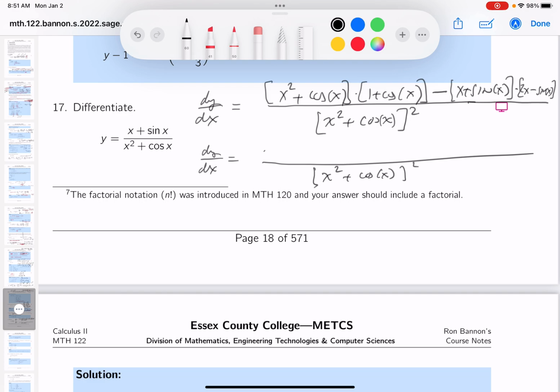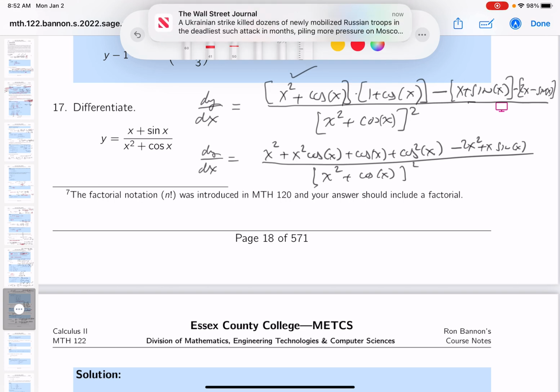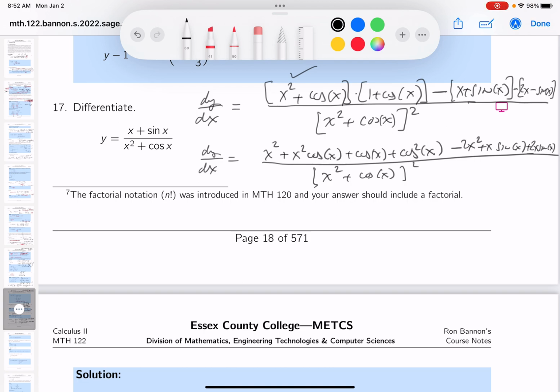Let's do the top. What do you get? x squared plus x squared cosine x. I distribute that across. Then you get cosine x, cosine squared x. Let's keep going over here. A little more difficult, isn't it? So you get minus 2x squared. Then you're going to get, let's see, plus x sine x. And then you're going to get, let's see, that would be 2x sine x. Tough jamming that in there, isn't it? And then what are you going to get over there?